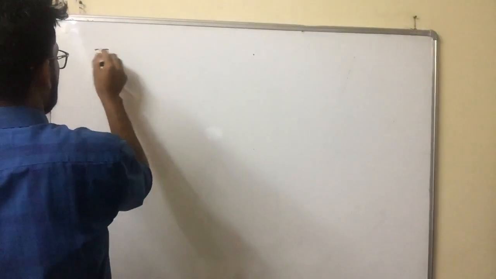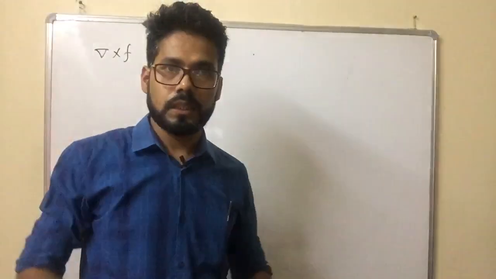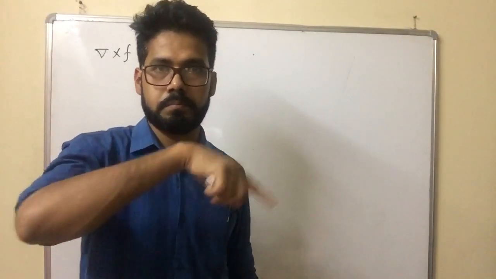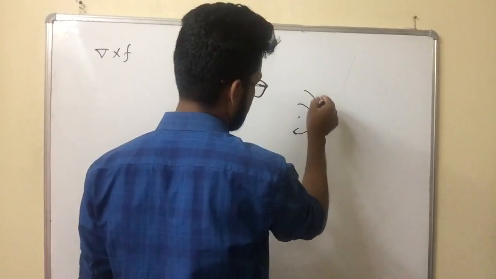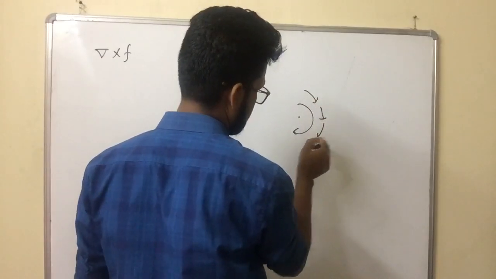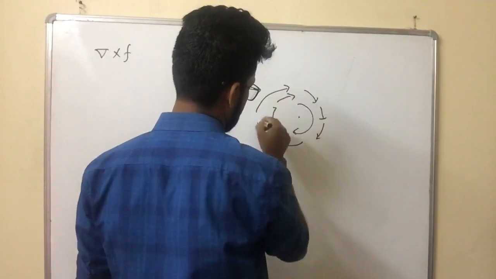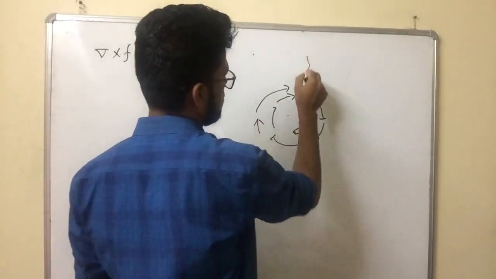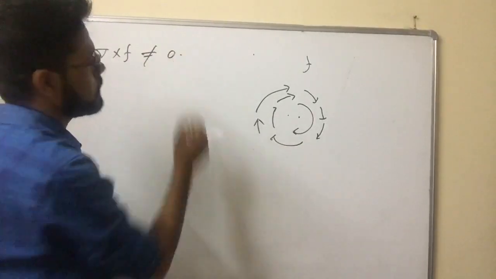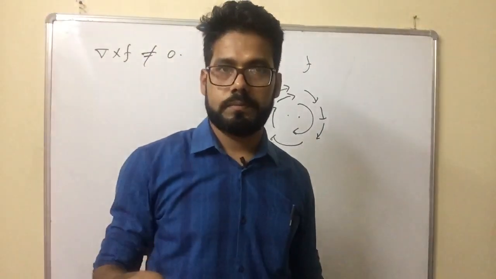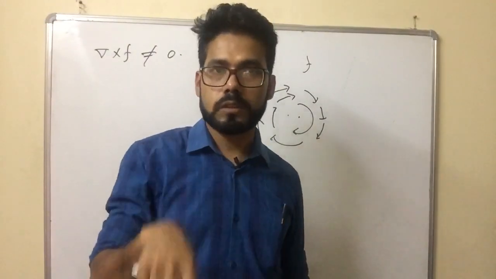What is the meaning of curl? Curl means rotation. Suppose this is a phone, and you are moving like this. If this movement is represented by function f, then curl of f is not equal to 0. Curl means rotation. If the function is rotating, then it is non-zero.